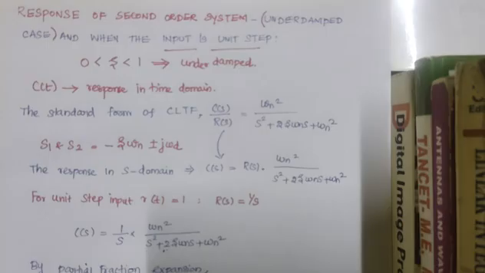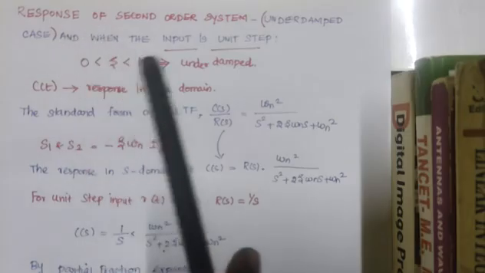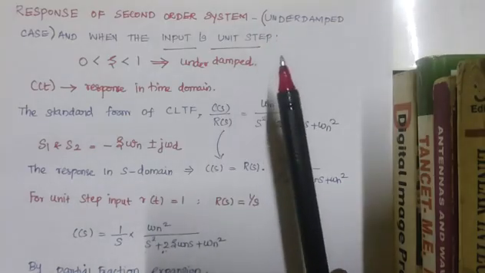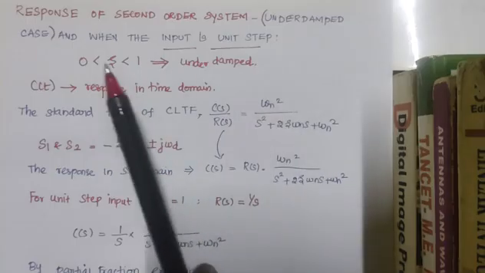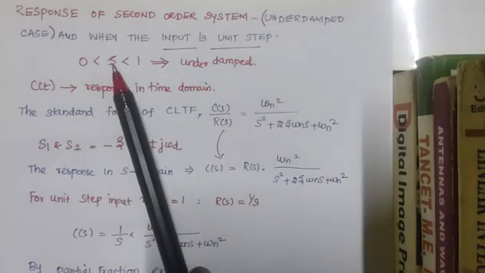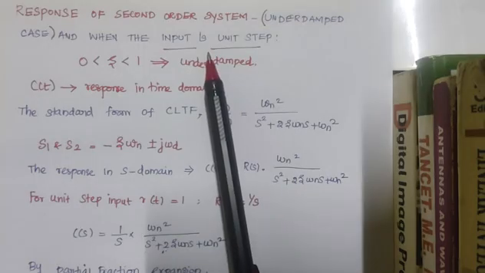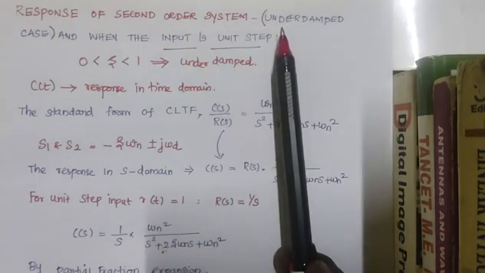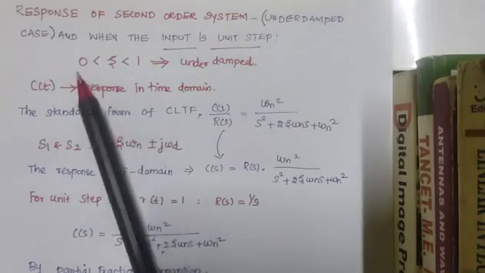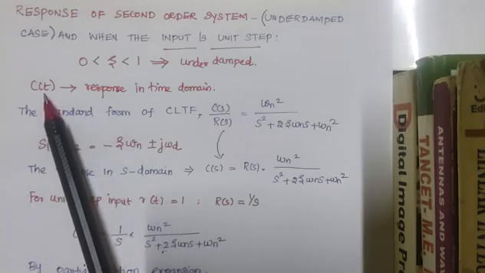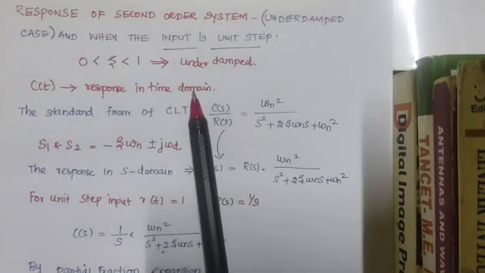In this particular session, we are going to discuss the response of the second order system. Especially in this video, we are going to discuss the response of the underdamped case when we apply the step input to the second order system. Why is it called underdamped? Because the psi value lies between 0 and 1. Our objective is to compute C of t. C of t is nothing but the response in time.